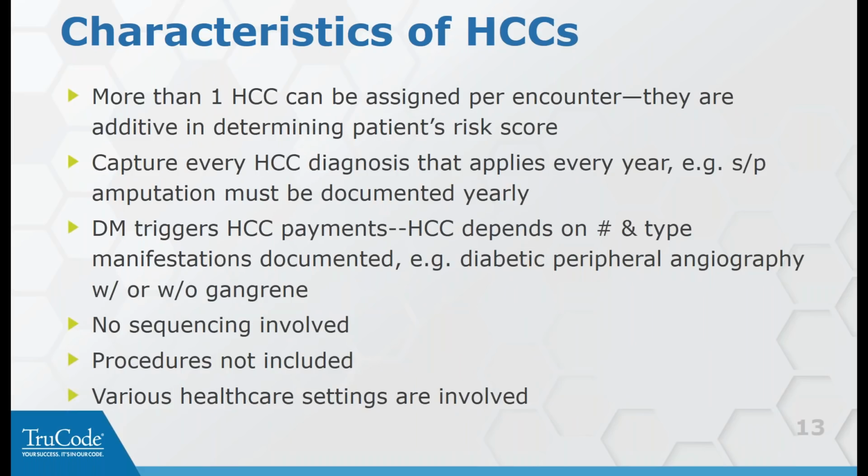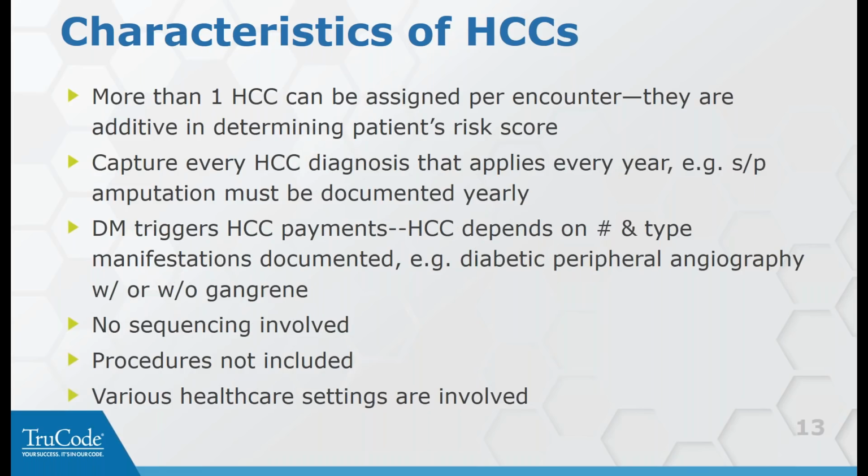Characteristics of the HCCs include you can assign more than one HCC per encounter, and they are additive, meaning that if the patient has 5 or 6 diseases and the codes all map to an HCC, then the relative weights in many cases add together to add up to their total risk score. And that's something that we don't really get credit for with the MSDRGs, because you basically get credit for one MCC or one CC, and that's it. So it's important to recognize that those are adding together to come up with that patient's score.